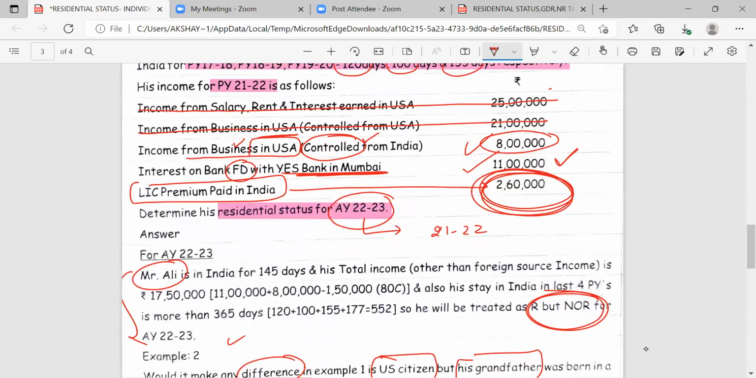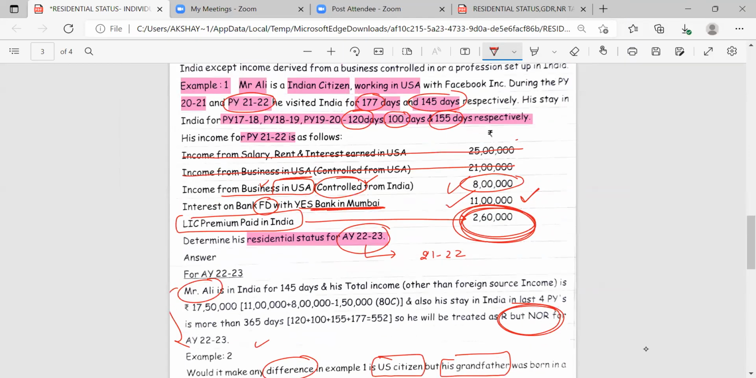And these questions you should just revise. The time allotted for this task would be hardly 15 minutes. In 15 minutes, you have to write down the overall residential status concept.